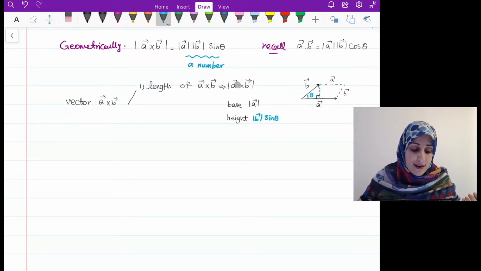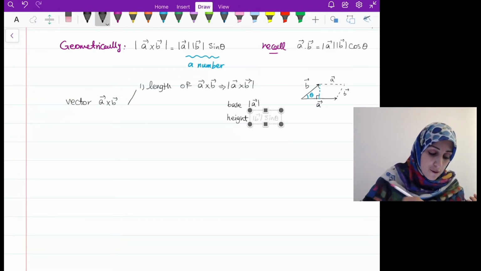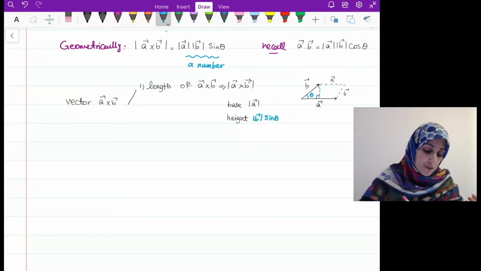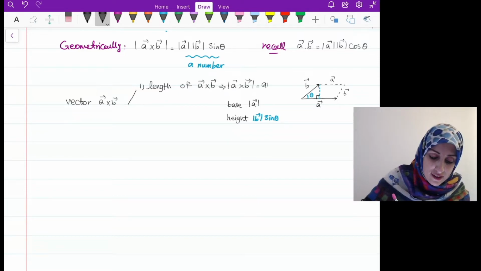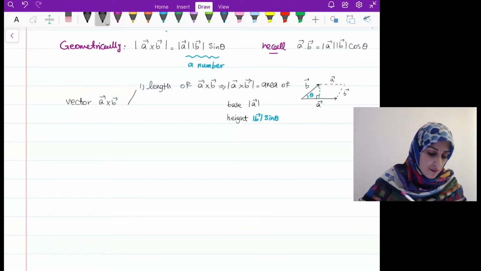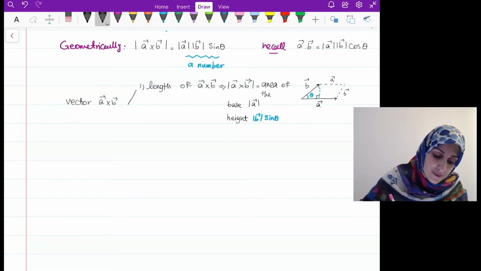So the height is that. Therefore, the length of the cross product would be the area of the parallelogram.